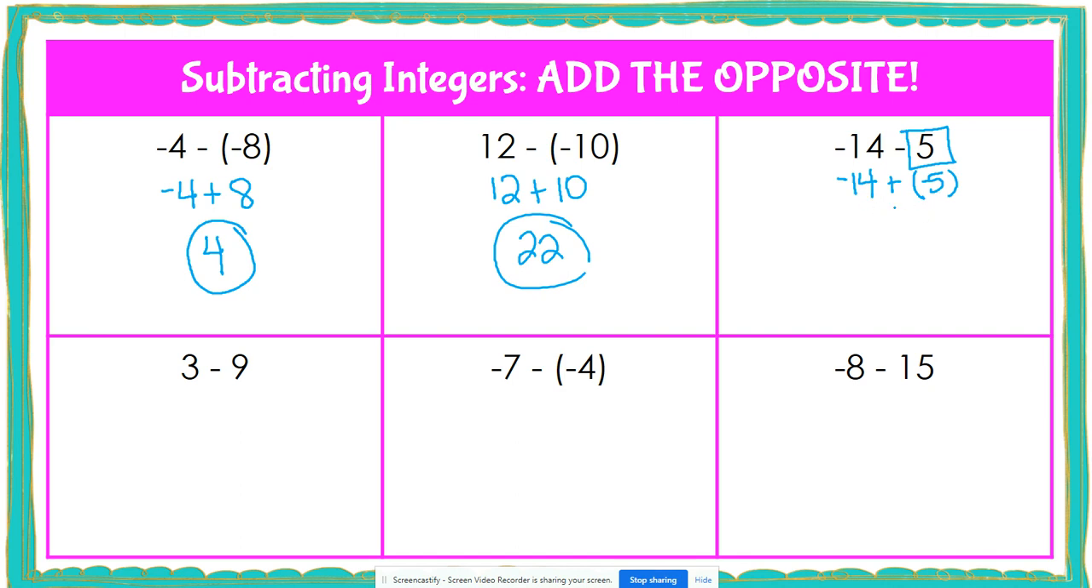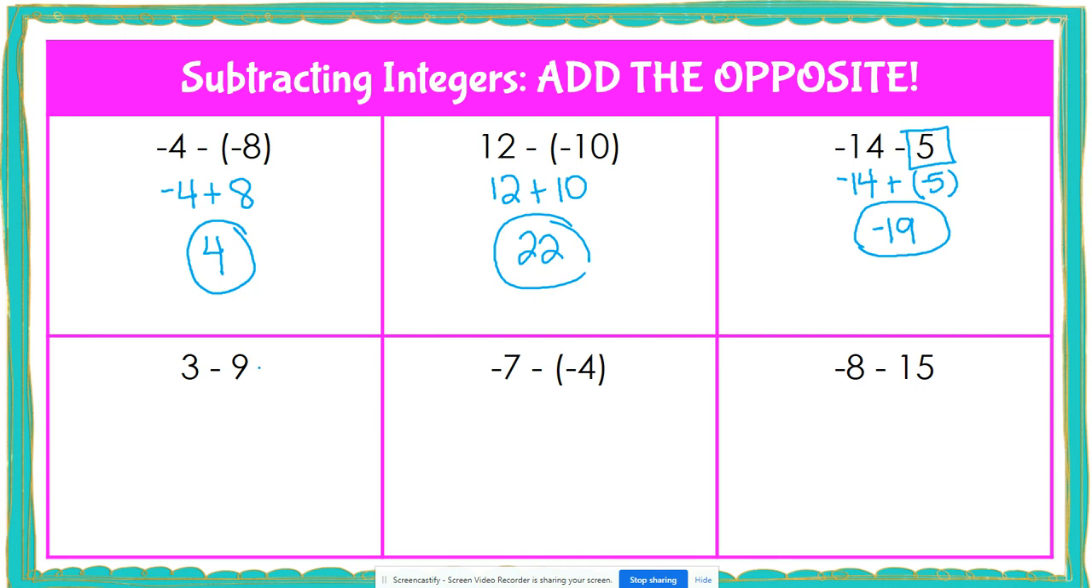I notice that I have the same sign, so when I have the same sign, all I have to do is add my absolute values. So I will add 14 plus 5, which gives me 19. And then I'm going to keep the sign, so my answer is going to be -19.